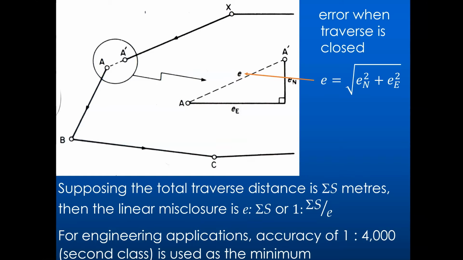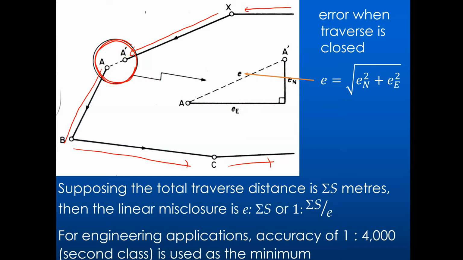So what's this EN and EE? Okay, so assuming that you have traveled from A, you go to B, C, D, and perhaps you came back to this point here, X, and finally you close your traverse to A. Because of errors in angle and distance that you observe, your final position A that you observe is not actually A, now it's A prime.